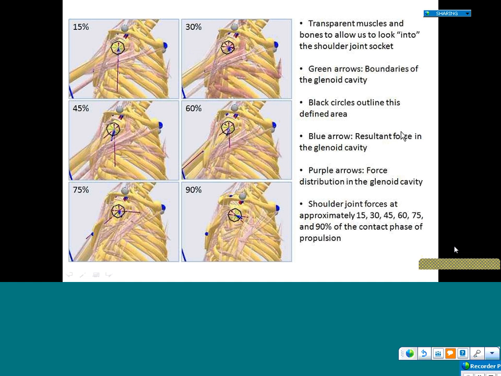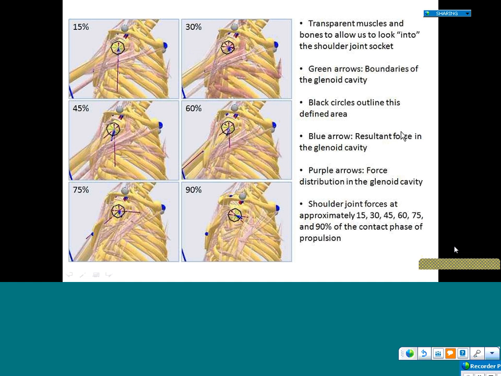The blue arrow is the resultant force in the glenoid cavity, and that is the result of the purple arrows, which are the force distribution in the glenoid cavity. So what I'm showing you here are the shoulder joint forces at approximately 15, 30, 45, 60, 75, and 90% of the contact phase of propulsion.